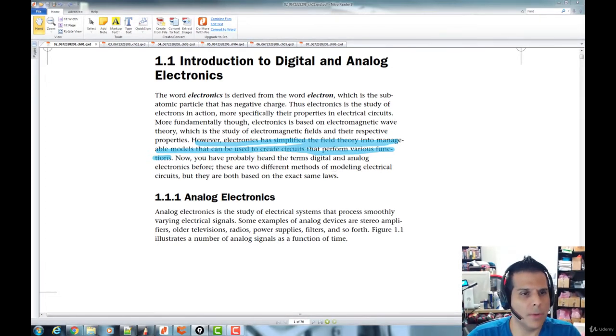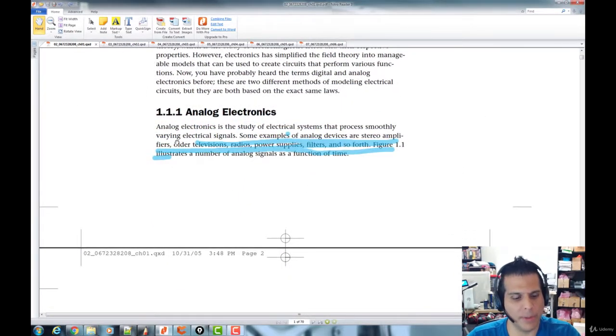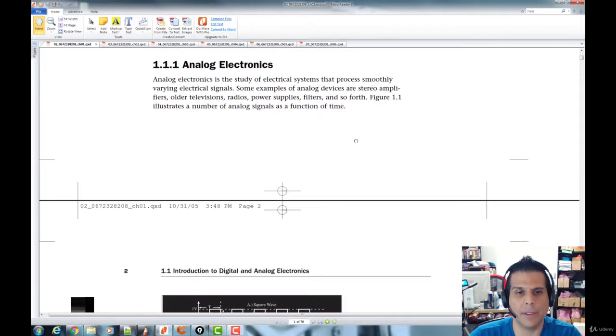All right, so when talking about electronics, let's get rid of this stuff here. When talking about electronics, you're going to hear two different terms. You're going to hear analog electronics and you're going to hear digital electronics. All right, so let's try and differentiate what these two things are.